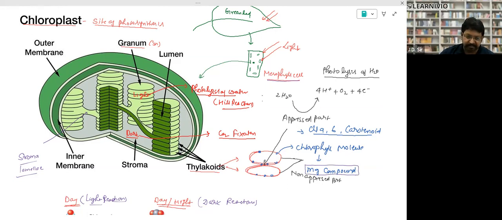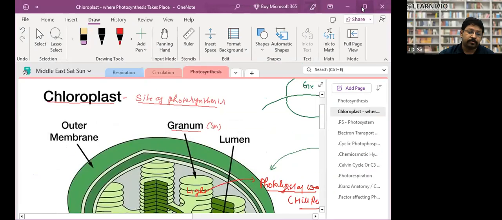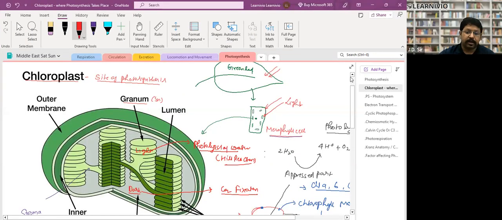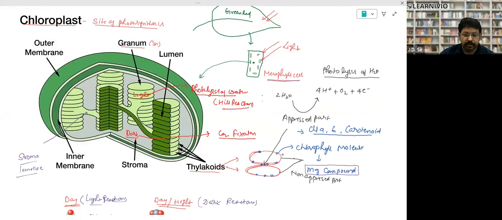Now you can see the part of the thylakoid which touches another thylakoid. These are called appressed parts. Guys, remember this: the part of the thylakoid which is in contact with another thylakoid is called the appressed part.